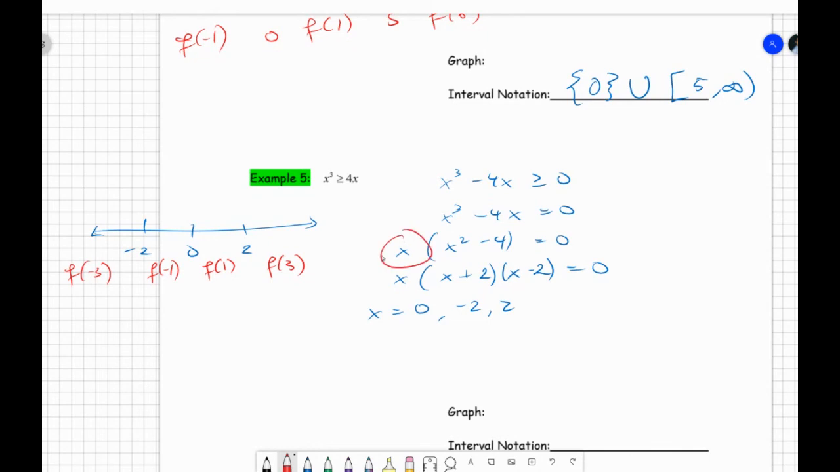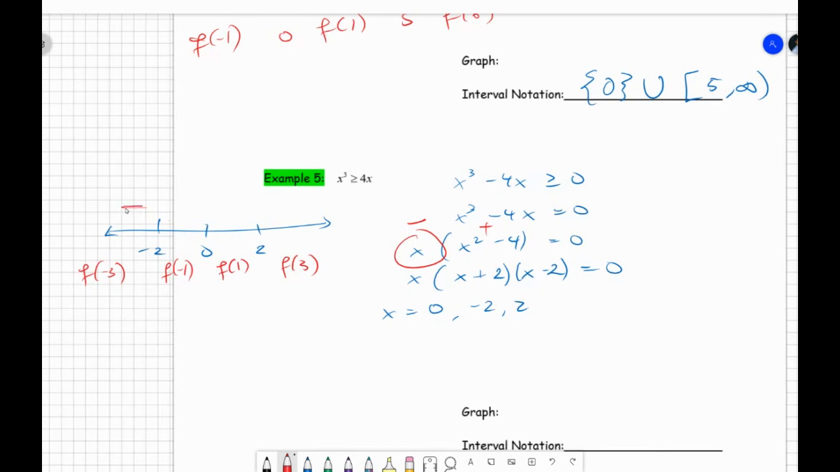So that's going to make this number here negative. And then -3 squared is 9. 9 minus 4 is going to be positive. So this is negative. Okay. Plug in a -1. So I have a negative times -1 squared is 1. 1 minus 4 is a negative. So a negative and a negative is a positive. And then f of 1 here, plug it in, I get a positive and a negative. So that's a negative. F of 3, positive and a positive.